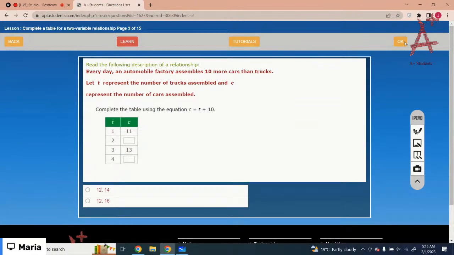Okay, every day an automobile factory assembles 10 more cars than trucks. Let T represent the number of trucks assembled and C represent the number of cars assembled. Complete the table using the equation C equals T plus 10. So you are given the value of T equals 2. So just put the value in the equation.